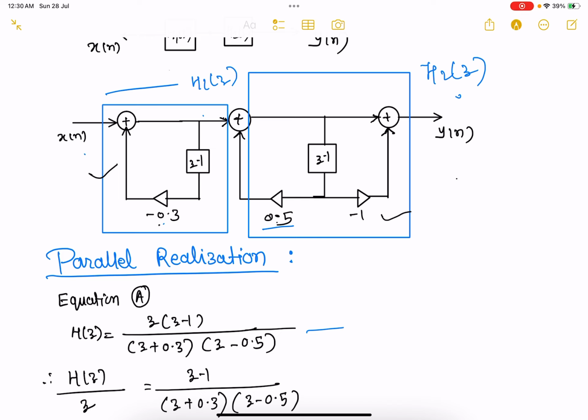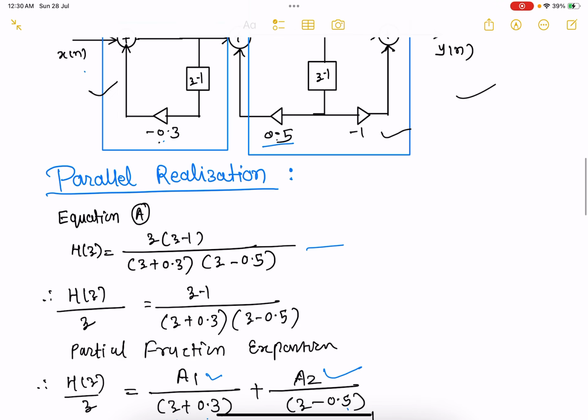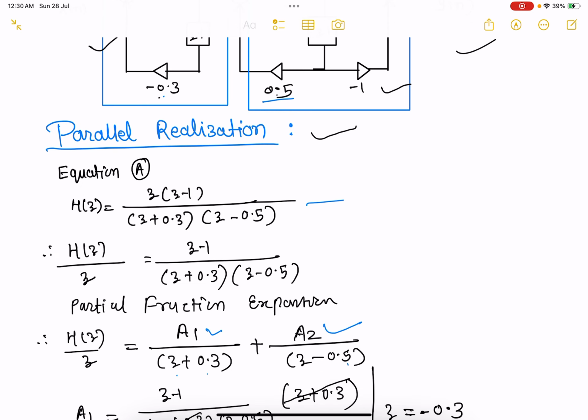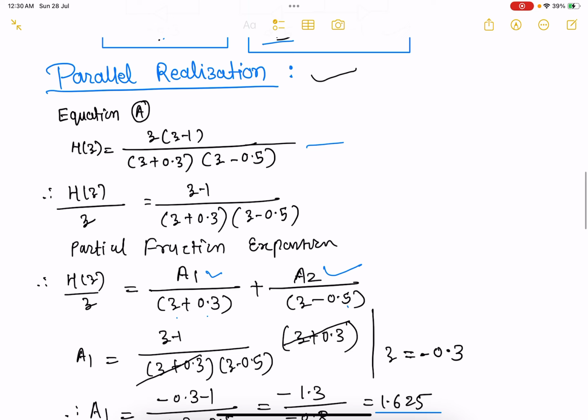I hope everyone understood the cascade form realization. Now we'll move to the parallel realization. Parallel realization will use the same equation as the cascade, that is, the factorized form. Say equation A, we'll rewrite it. So equation A we can write, and then for parallel realization we have to convert it into the addition of two transfer functions. For addition we have to solve this as a partial fraction expansion.